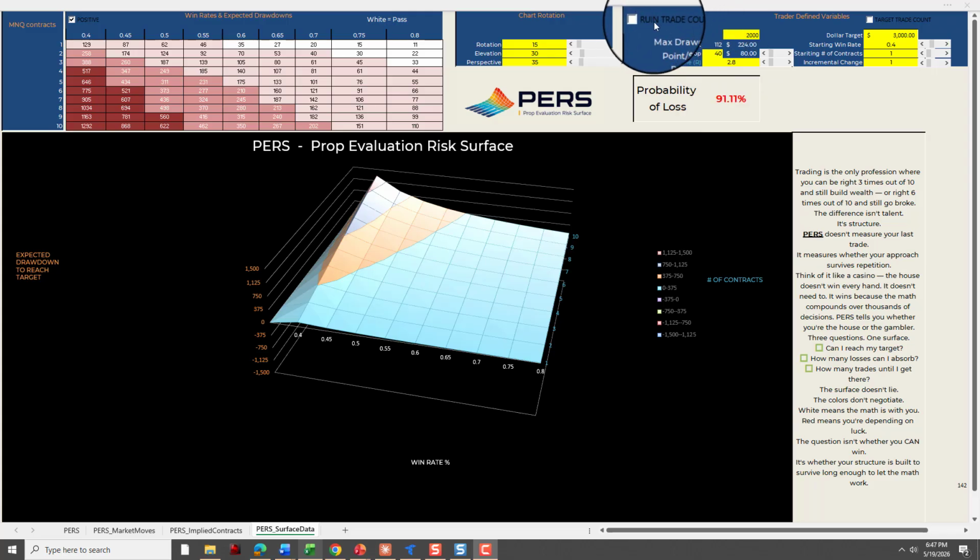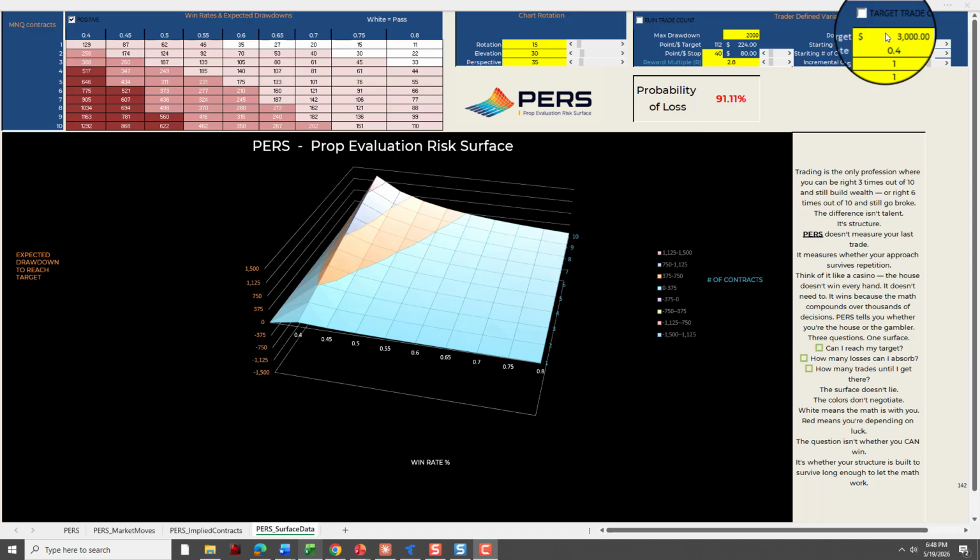So that's the ruin trade count. How many trades can I take before I blow an account? And then, back to the target trade count, which is how many trades I have to take in order to reach a target. That target could be earning enough money to pass the evaluation level, depending on what size account you've purchased. Or it could be on a go-forward basis.